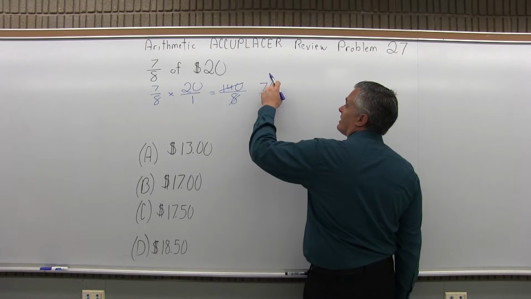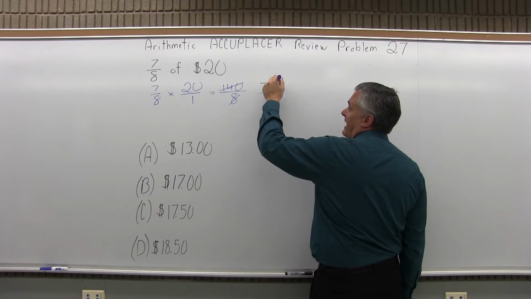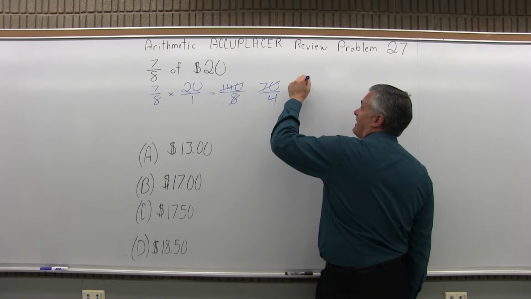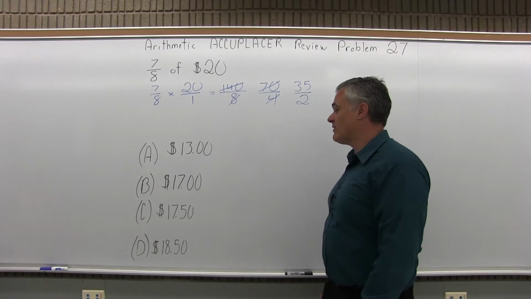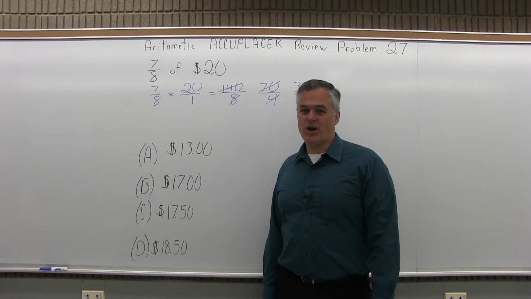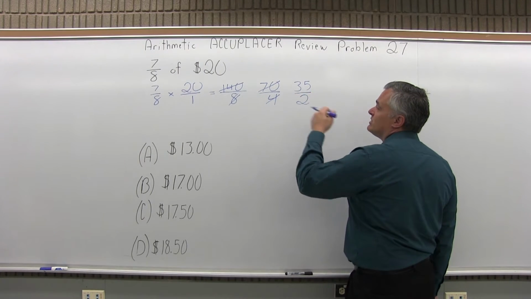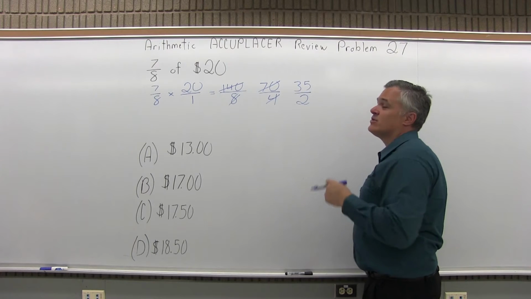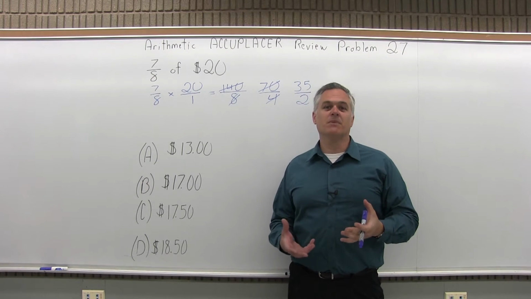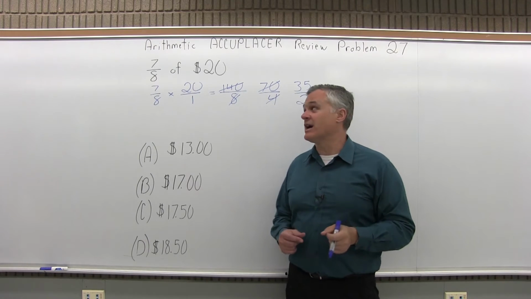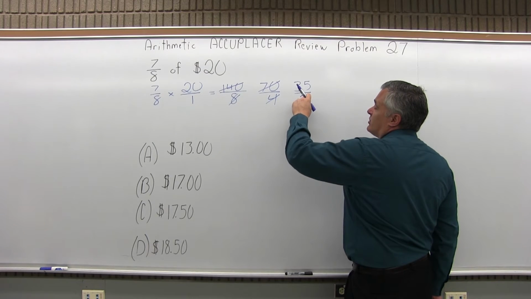Now I can see that I can reduce again, they're both even. So half of 70 is 35, and half of 4 is 2. 35 over 2. Still not any of my options. And I can't cut it in half anymore. I can't reduce it anymore. But what I can do is turn it into a mixed number. Instead of an improper fraction with a larger numerator, I can make a mixed number, a whole number with a fraction. So 35 over 2.